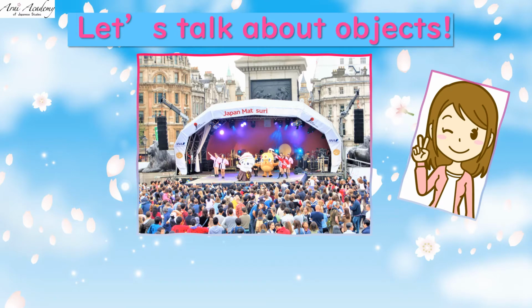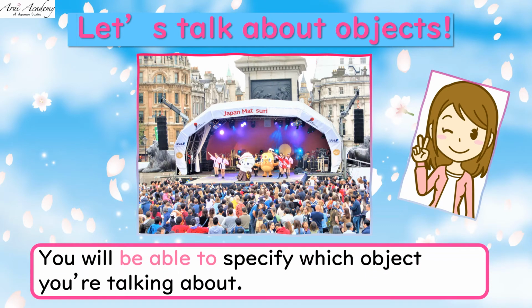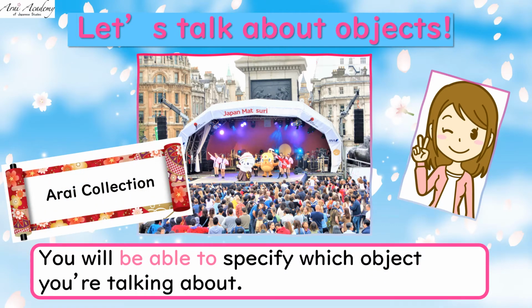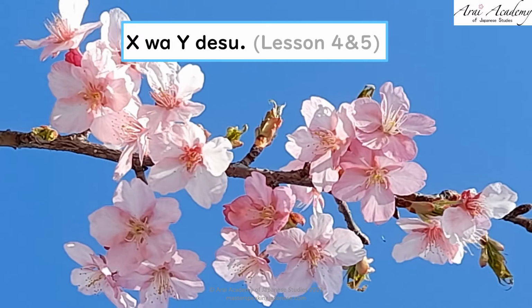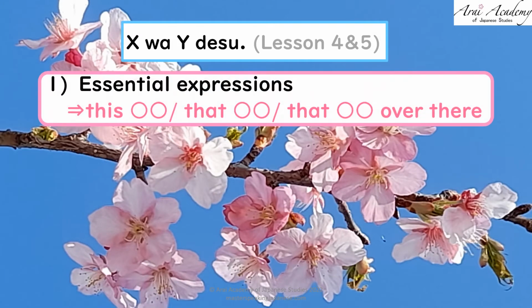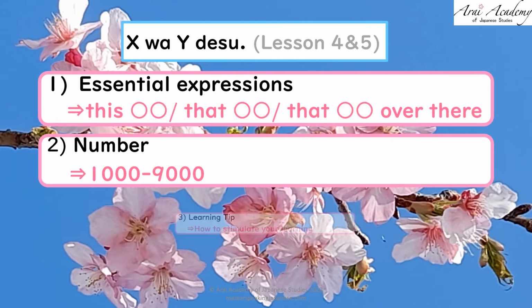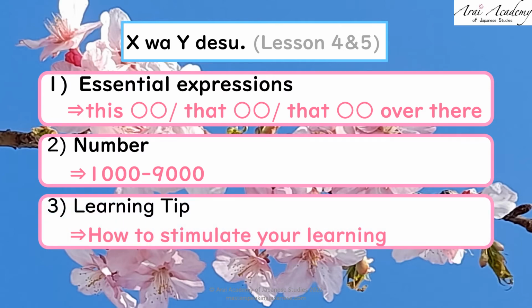Today, you'll be able to specify which object you are talking about and also visit my collection at the festival. Based on the basic structure X and Y des, you learn item positions, numbers 1000 to 9000, and how to stimulate your learning. Are you ready?